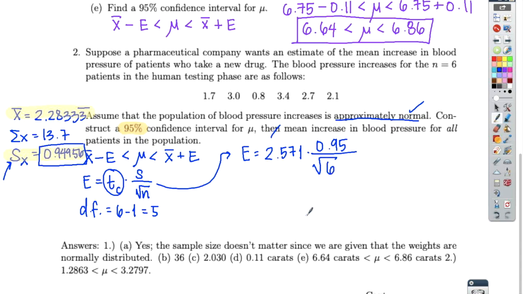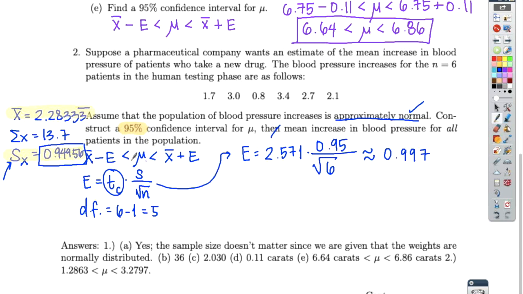Now careful here, one of the more common mistakes is to plug in the degrees of freedom. You still do use the sample size here, square root of n, so make sure you're using 6 here and not the degrees of freedom. Now when I plug this into my calculator, I'm going to round this to 3 decimal places. I'm finding 0.997. So there's my error, and I'm going to plug that in to my confidence interval.